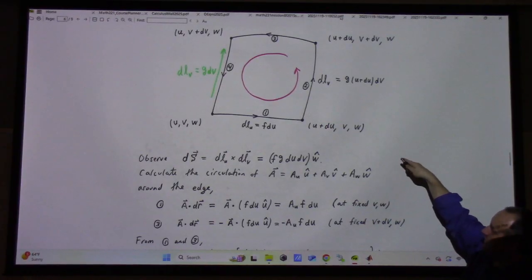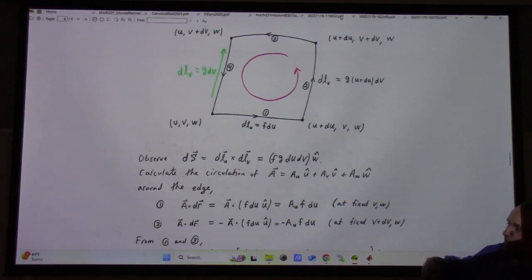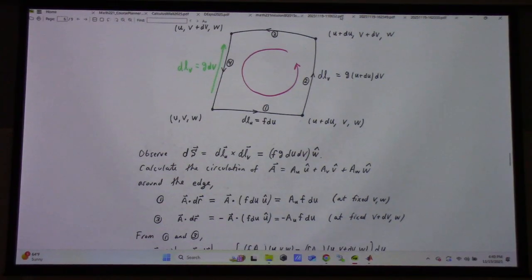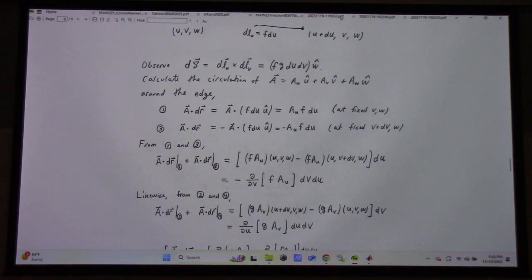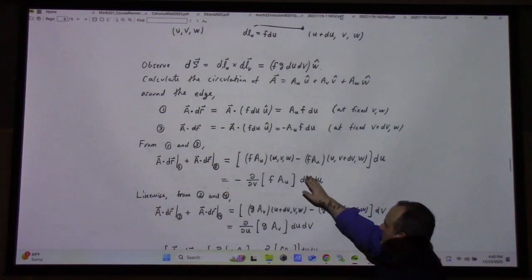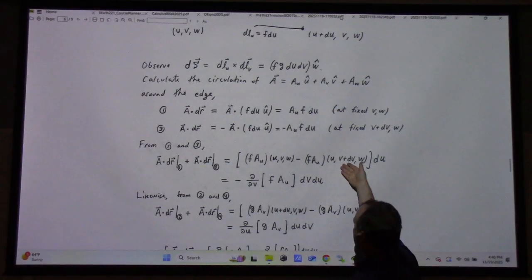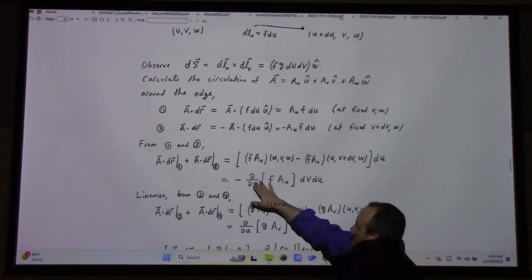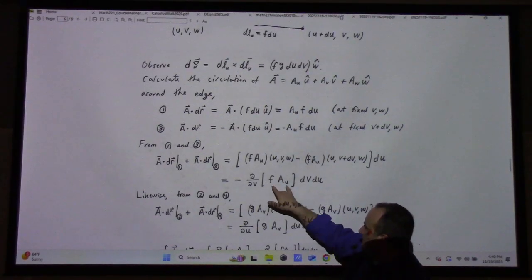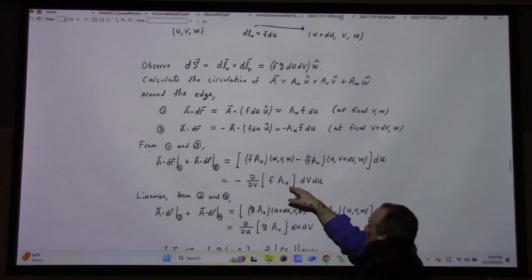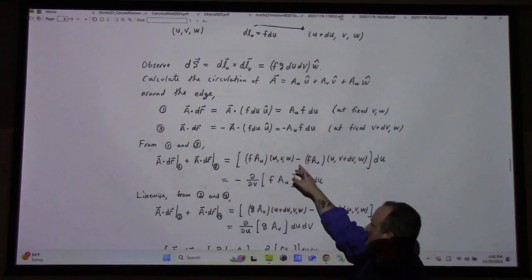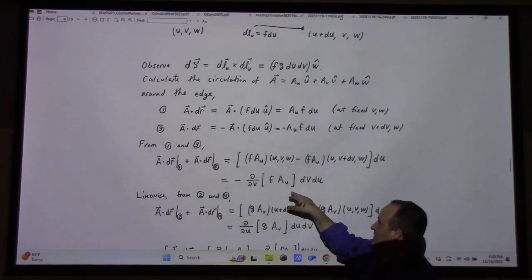And we can do the corresponding calculation on the vertical legs, right? And that's going to pick up, instead of du, a dv. And so we get this difference, right? But you can rewrite that difference as a derivative, because we're working infinitesimally. This difference is the derivative of that times dv, because we're fixing u and w, and we're just taking the difference of v plus dv and v, so that's just the derivative times dv.